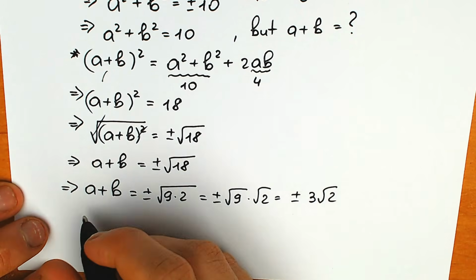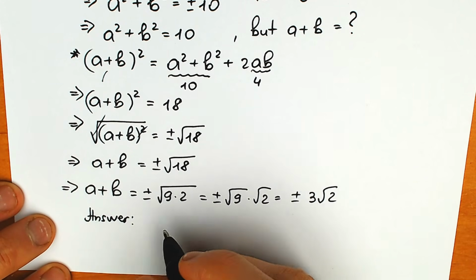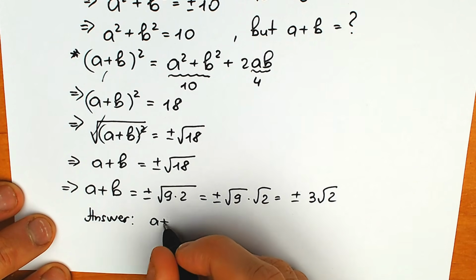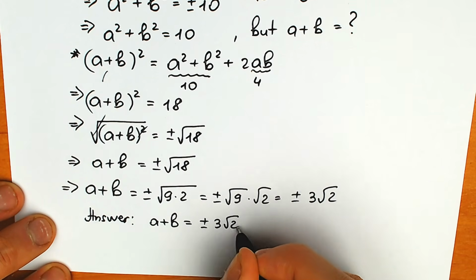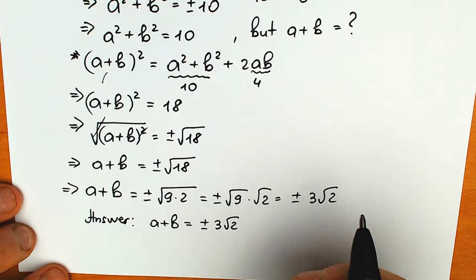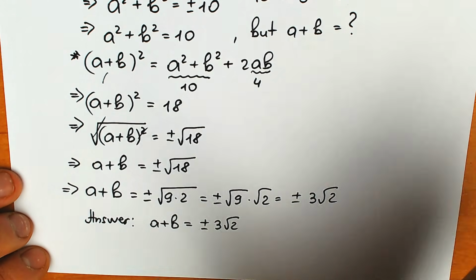So let's write our final answer. Our answer, so a plus b equal to plus minus 3 square root of 2. We have two branches, a positive and a negative branch. So that was my solution to this question.